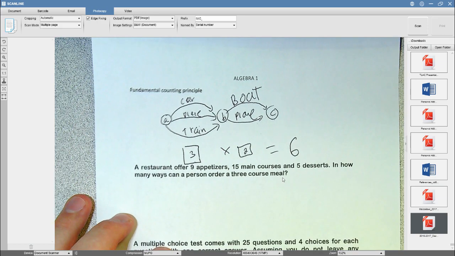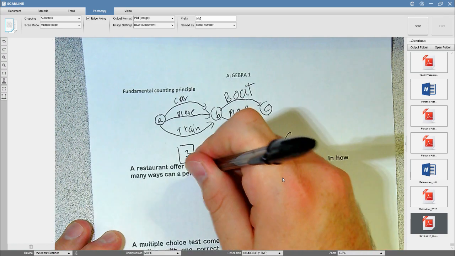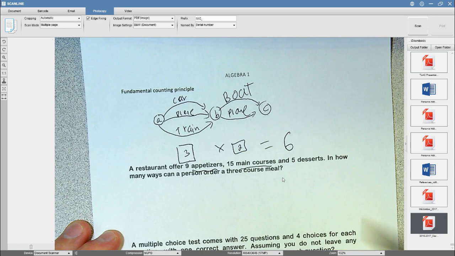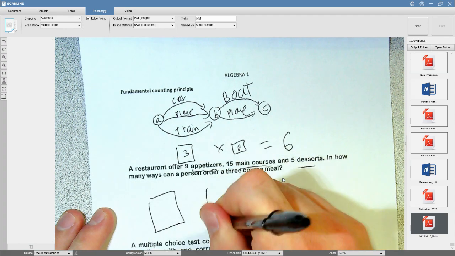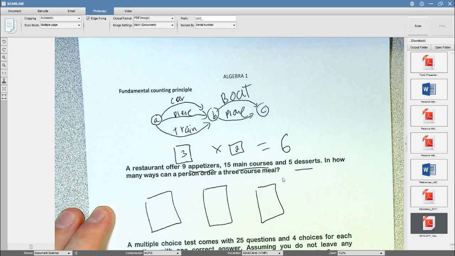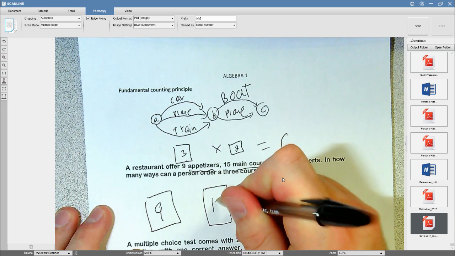Let's do another example. Let's say that a restaurant offers 9 appetizers, 15 main courses, 5 desserts. And how many ways can a person order a 3-course meal? Well, let's think, what are the choices that we're going to make? Well, we have to choose an appetizer, we have to choose a main course, we have to choose a dessert. So that sounds like there's going to be three places where we will have to make a decision. It says that there are 9 appetizers, there's 15 main courses.